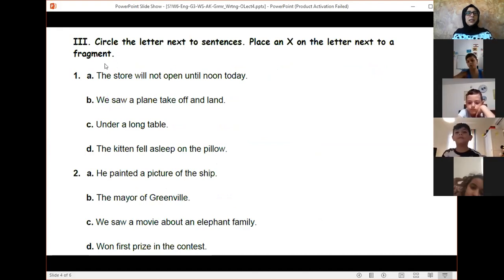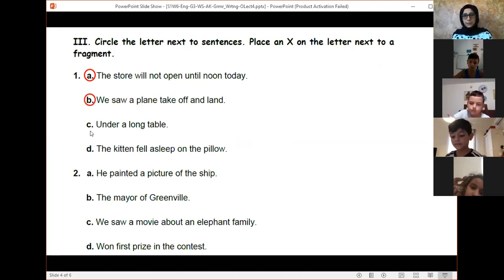Yes. Yalla, my dear, circle the letter next to a sentence and place an X next to the letter which is a fragment. Read A. The store will not open until noon today. What is it? It's a sentence. So I circle the letter A next to it. Read the second one. We saw a plane take off and land. It's a sentence. Excellent. So I circle it.